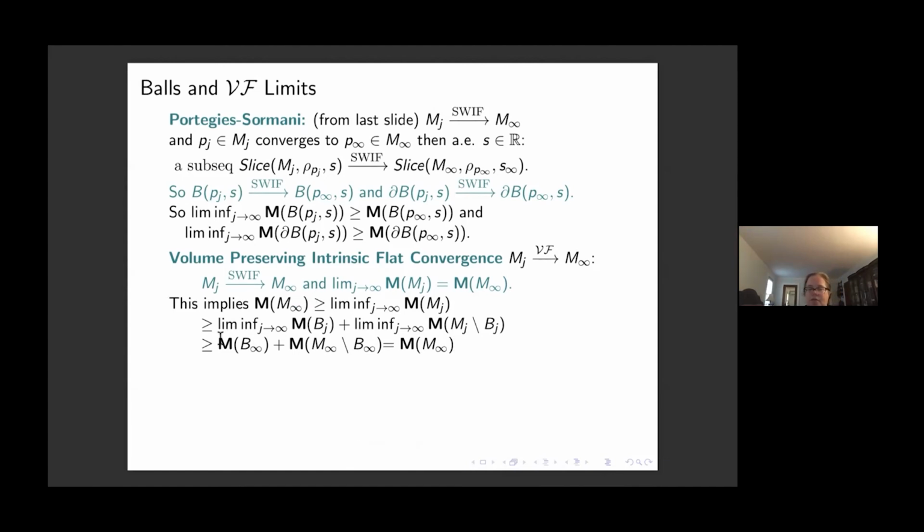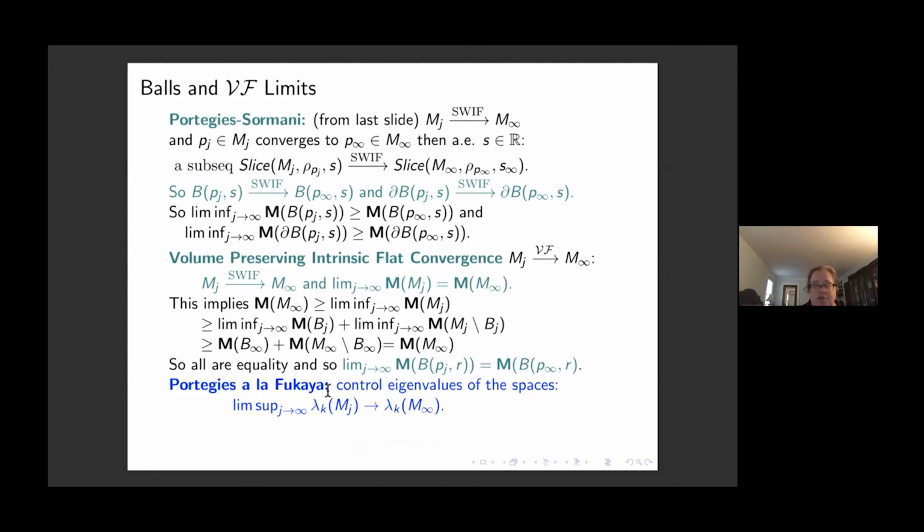So that means every one of these inequalities was an equality. If we have the VF convergence, everything here is an equality. If we only have SWIF convergence, we don't have the first line. So now we know that the masses of the balls had to converge to the mass of the balls. Every inequality used here had to be an equality. That includes the inequality from mass B_j to mass B_infinity. So now we have masses of balls converge to masses of balls if we have VF convergence.